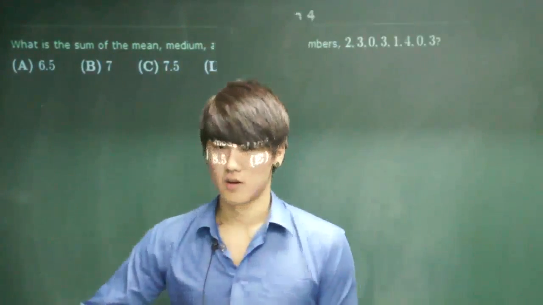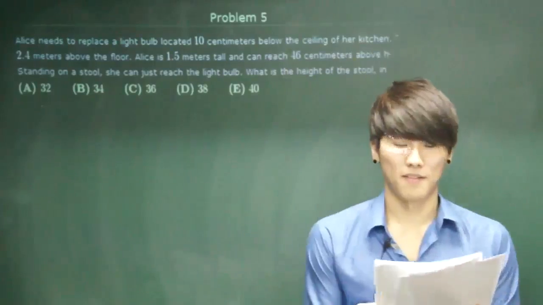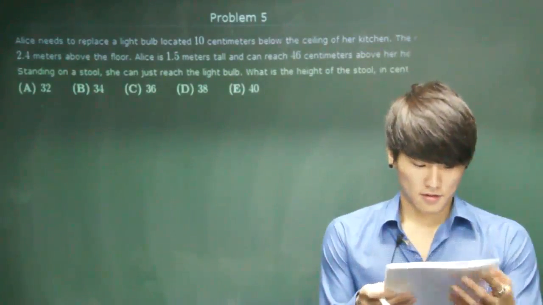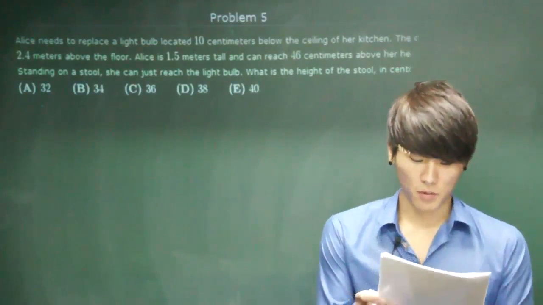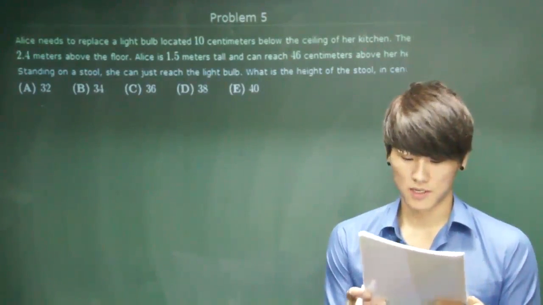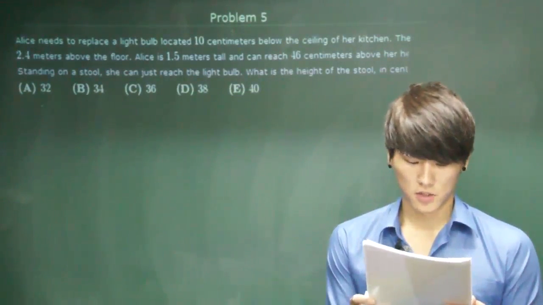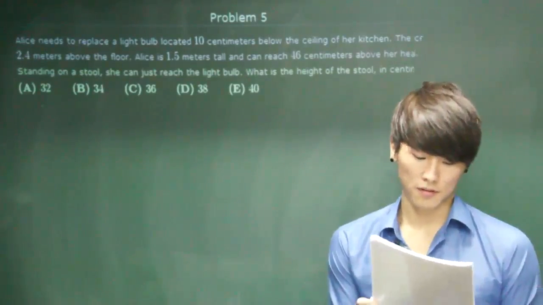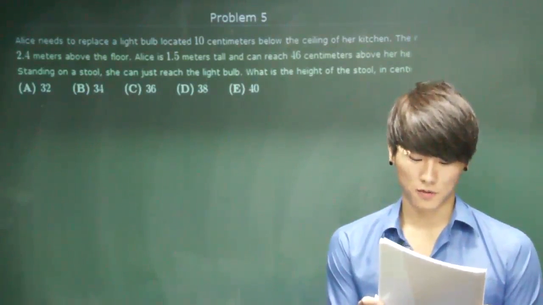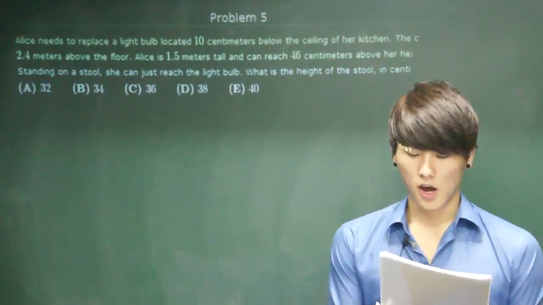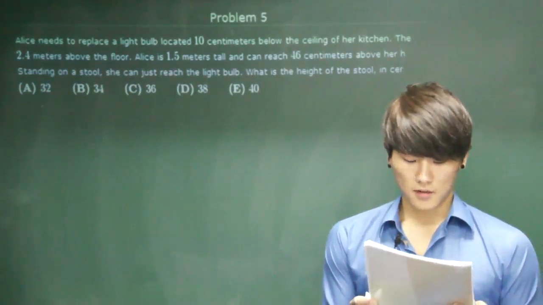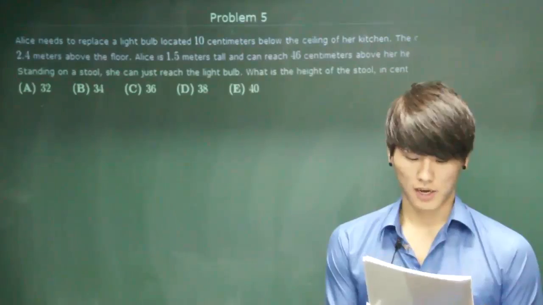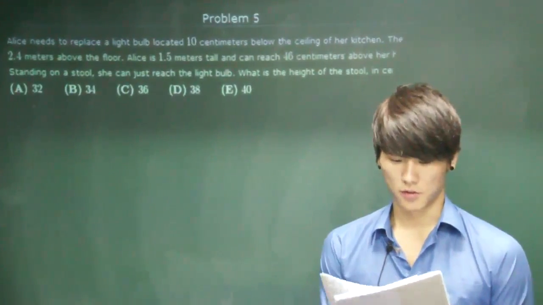Question number 5. Alice needs to replace a light bulb located 10 centimeters below the ceiling of her kitchen. The ceiling is 2.5 meters above the floor. Alice is 1.5 meters tall and can reach 46 centimeters above her head. Standing on a stool, she can just reach the light bulb. What is the height of the stool in centimeters?